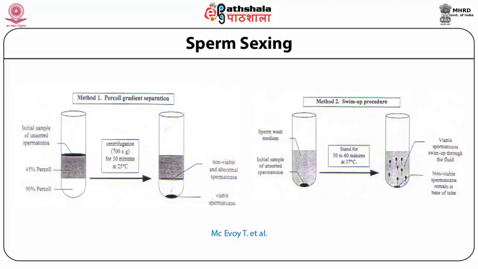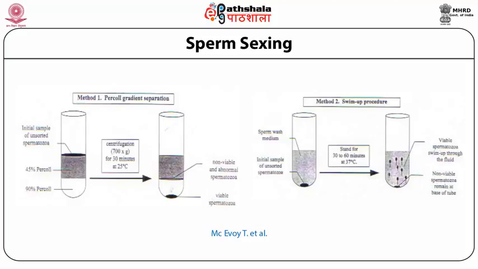In the Percoll gradient, the initial sample of unsorted spermatozoa is laid over different Percoll concentrations, that is 45% Percoll and 90% Percoll. When this mixture is centrifuged at 700 g for 30 minutes at 25 degrees Celsius, it results in accumulation of viable spermatozoa at the bottom of the tube, whereas the non-viable and abnormal spermatozoa accumulate at the interface. So these viable spermatozoa can be isolated, and then X and Y sperms can be separated on the basis of their difference in swimming capability.